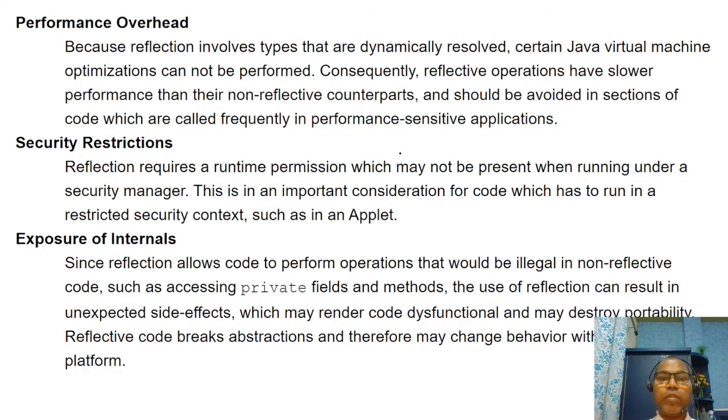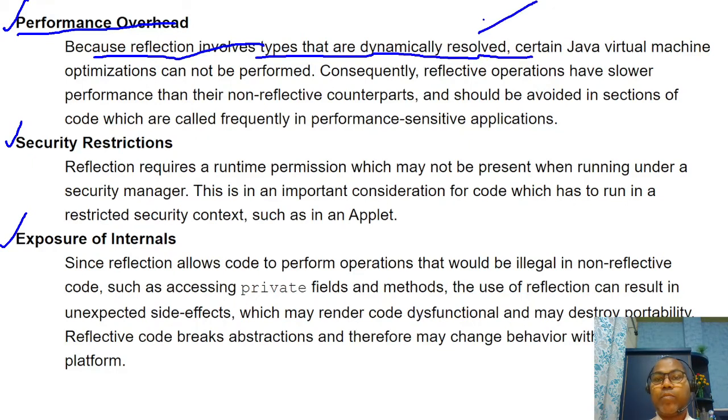So first thing, whenever you are using reflection, there are some drawbacks we have to face. We have to keep in mind that if you are using reflection, you take a performance hit, because reflection involves types being dynamically resolved. At runtime, the types of particular variables and methods are resolved, and with that dynamic resolution the JVM sometimes cannot perform some kind of optimizations on your code. That is the reason why reflective operations have slower performance than non-reflective operations.